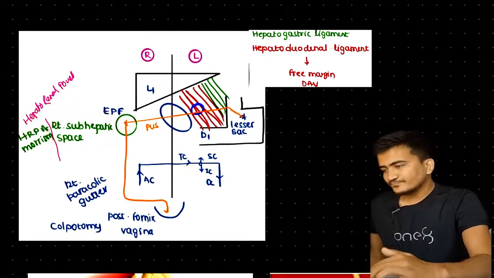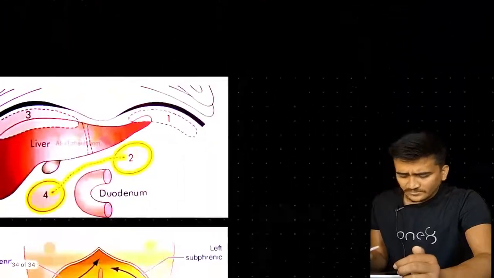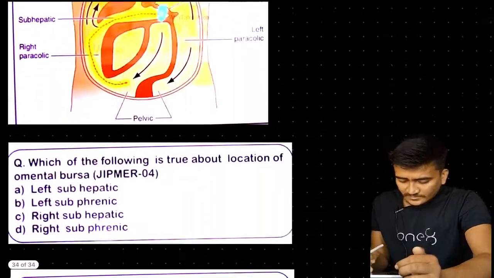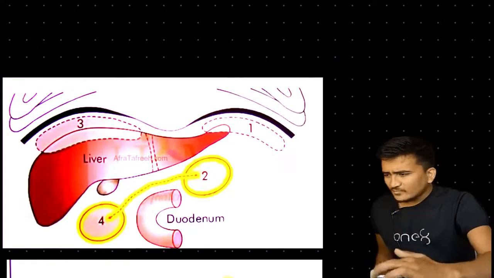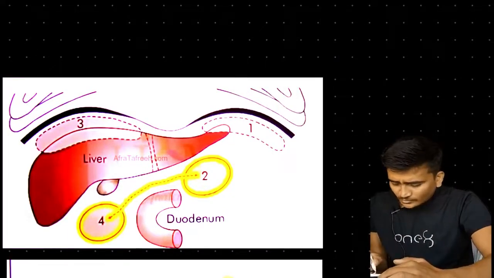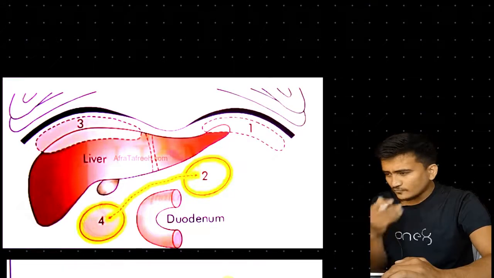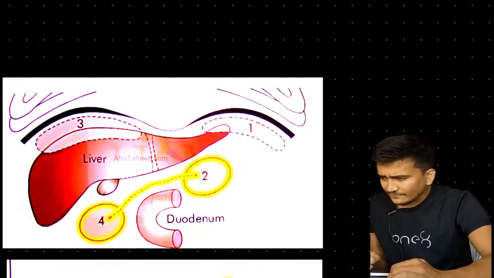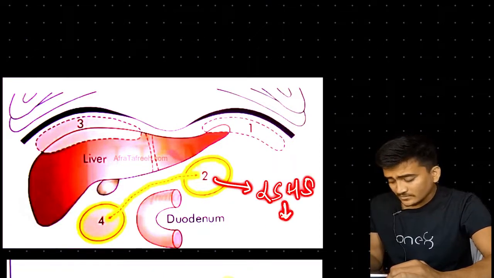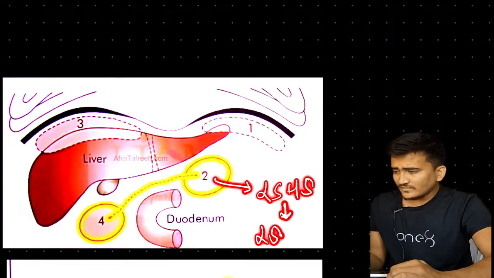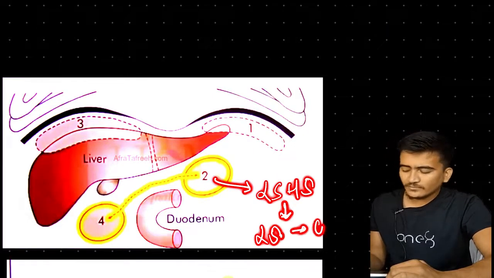So this thing is clear right here. What you can see is these 2 and 4 structures. What are these 2 and 4 structures? This 2 is the left subhepatic space. What is this left subhepatic space? It is the lesser sac, obviously, or we can say the omental bursa.